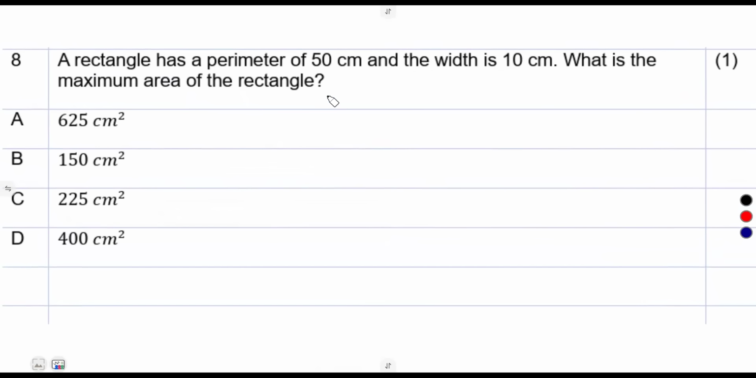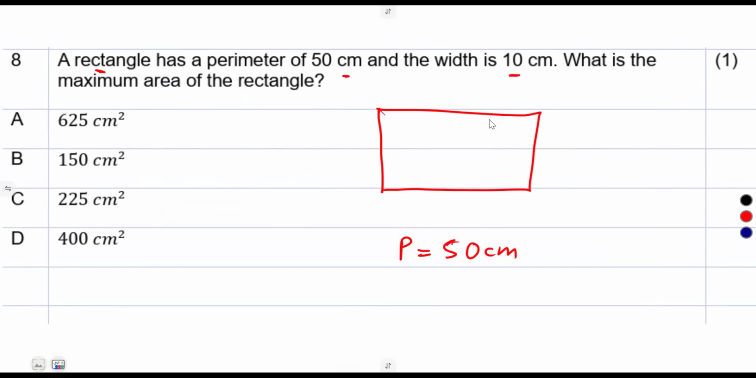A rectangle has a perimeter of 50 centimeters. Width is 10 centimeters. What is the maximum area of that rectangle? A rectangle, if it has got a perimeter, remember perimeter is the distance right round. So perimeter is 50 centimeters. And the width, we are just given the width, 10 centimeters. We do not have the length.